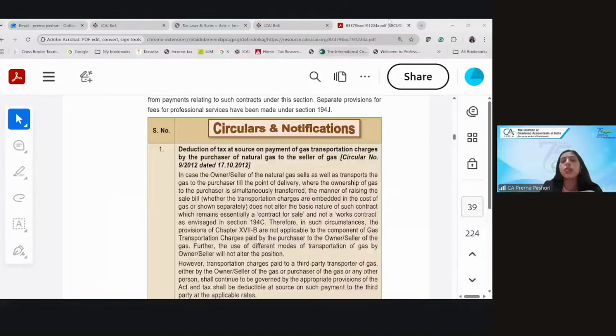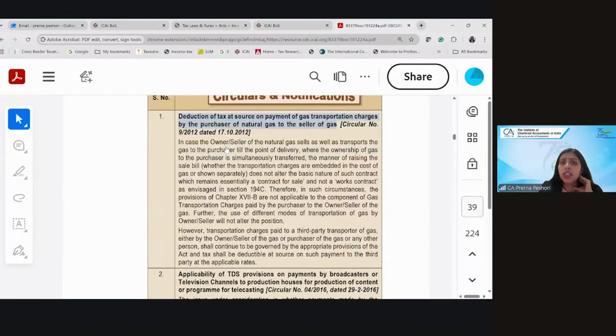Let us look at that. Deduction of tax at source on payment of gas transportation charges by the purchaser of natural gas to the seller of gas. So this is a circular which has been given by CBDT, in the case of the owner or seller of natural gas who sells as well as transports the gas to the purchaser till the point of delivery, where the ownership of the gas is transferred at the time of delivery.